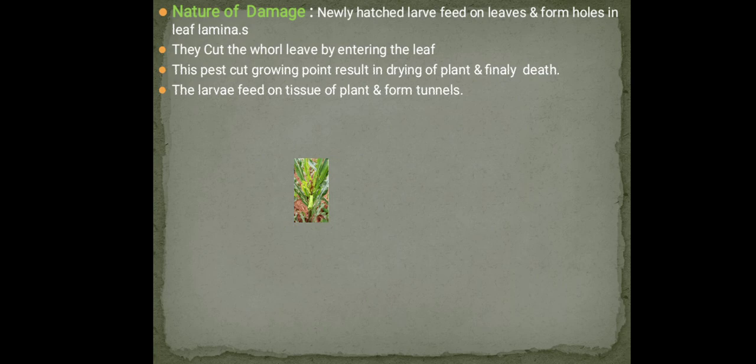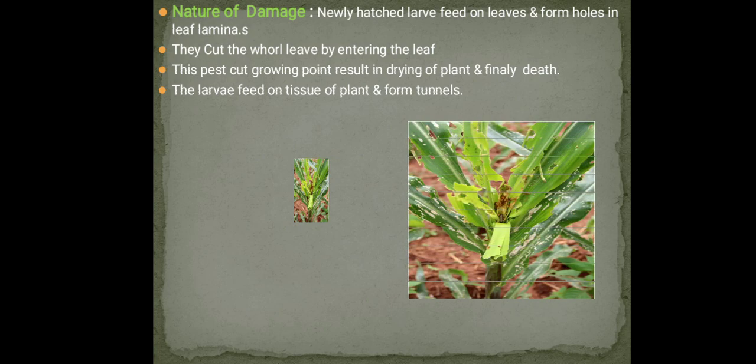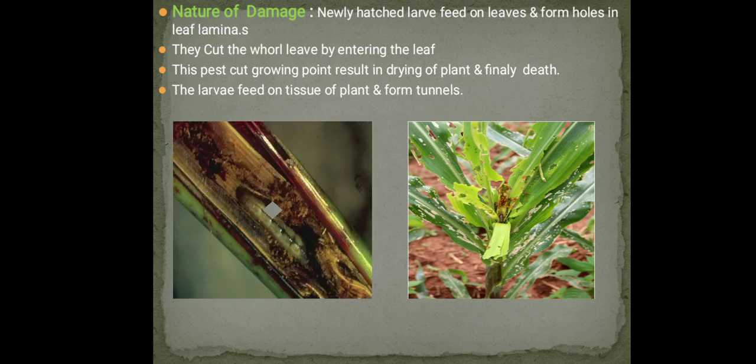The larvae feed on the tissue of the plant and form a tunnel, meaning it makes a tunnel-like structure. In this diagram we actually see how the larvae make a tunnel or feed on a leaf of this jawar plant. In the stem, here we will see the larvae entering into the stem of this jawar plant.